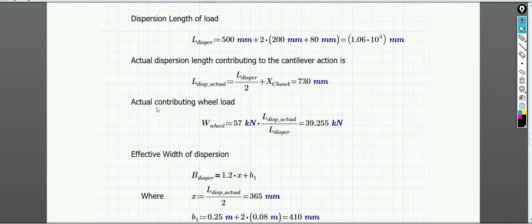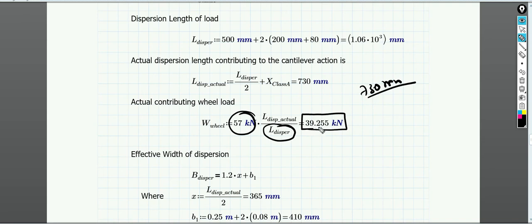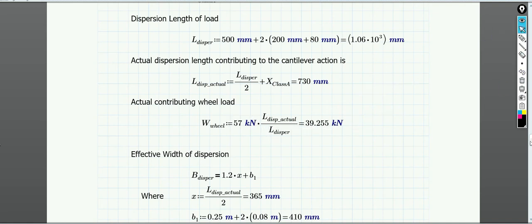So if I want to find out the actual contributing wheel load, 57 kilonewton is being dispersed over the full dispersed length, but we are only considering 730 mm. So the actual wheel load for the length of 730 mm will be 39.255 kilonewton. This particular load is important for us because this load alone gives rise to the moment and shear force that will be required for design of the cantilever portion of the bridge.